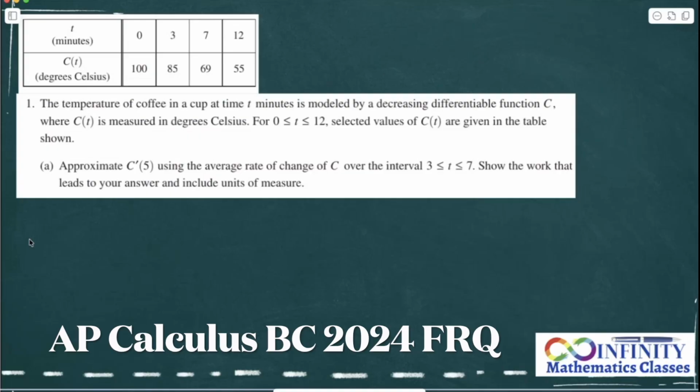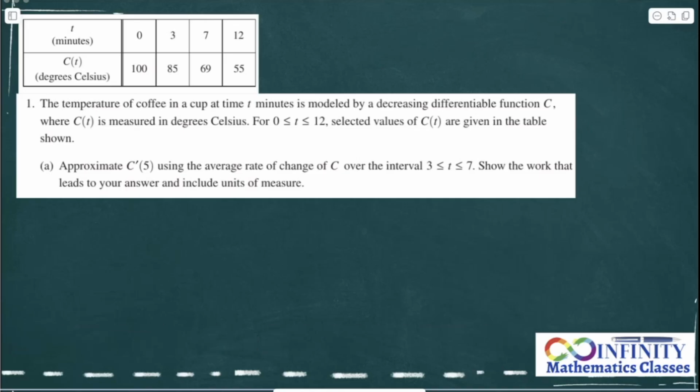The temperature of a coffee in a cup. Look at the first question, please. The temperature of coffee in a cup at time t minutes is modeled by the decreasing differentiable function C(t), measured in degrees Celsius, for time t equals 0 to 12. Selected values of C(t) are given in the table as shown.